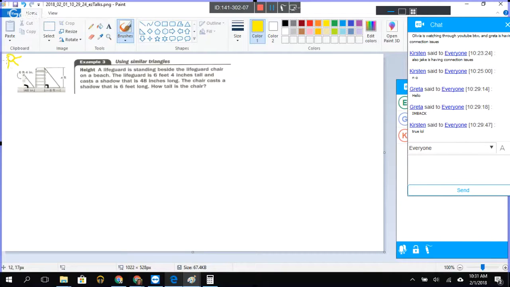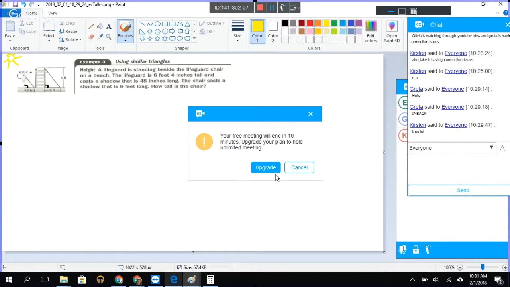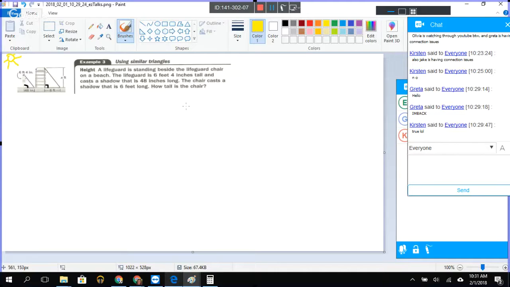We will assume that this is true. The sun is up here in the sky, making shadows over the lifeguard and the chair, and the guy in the lifeguard chair are both. We're going to assume when the sun goes over the guy in the lifeguard, they make the same angle because the sun rays are coming in at the same angle. So you can see here it's marked really little, but this angle right here is congruent to this angle right here.